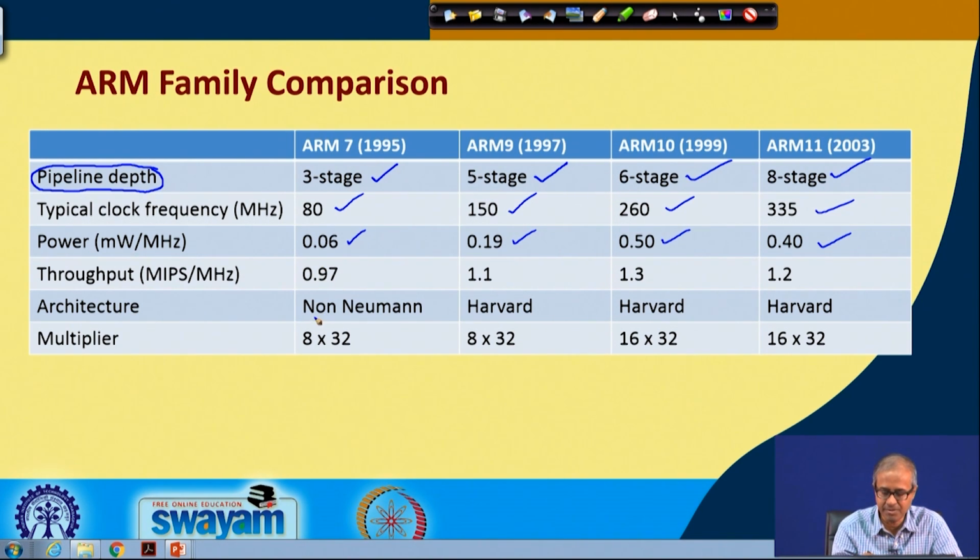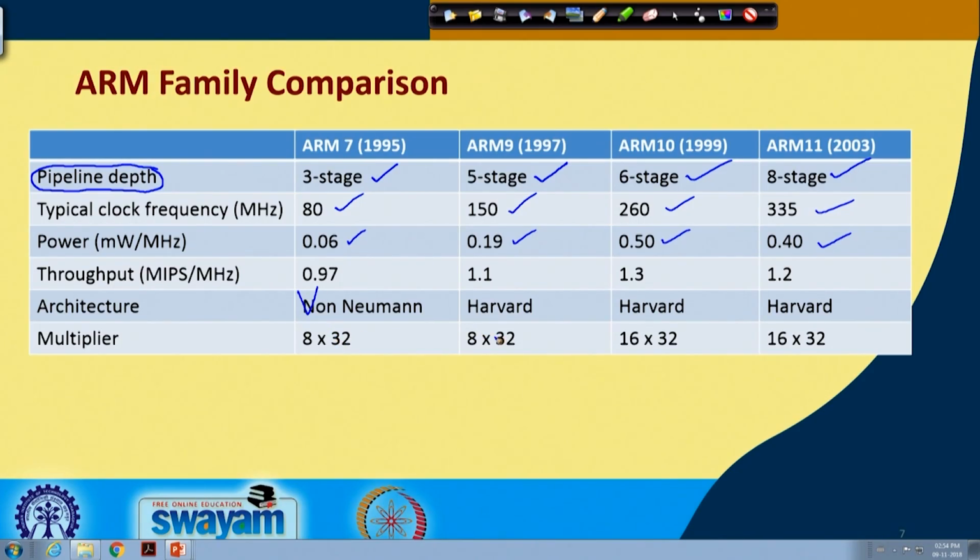Architecture, as I said, ARM 7 was based on von Neumann, but subsequently there was a move towards Harvard architectures. And inside the processor there is a built-in multiplier. There was an 8 by 32 multiplier in the first 2 generations, whereas for the next 2 generations there was a 16 by 32 multiplier. Because many applications, for example, digital signal processing applications, frequently require multiplication operation. So, if there is a hardware multiplier built in, it speeds up operation quite significantly.